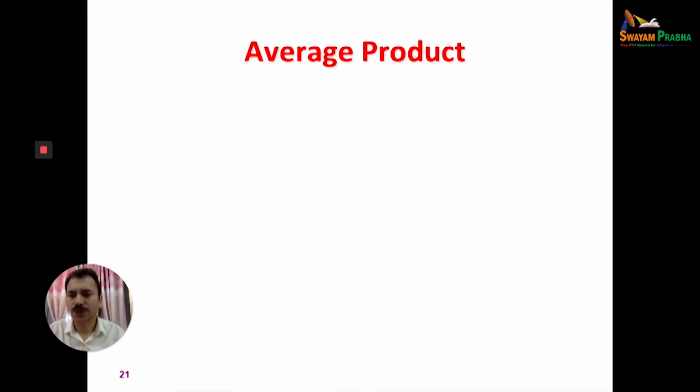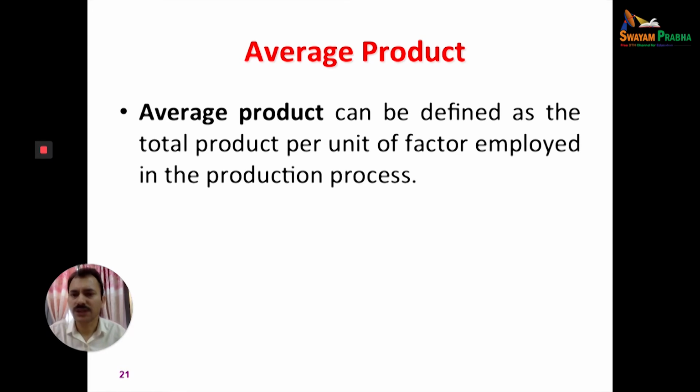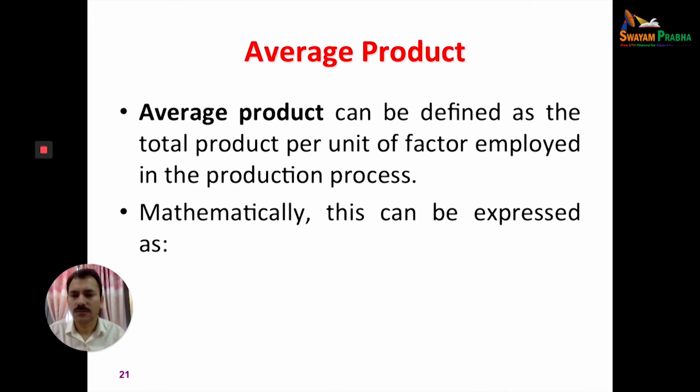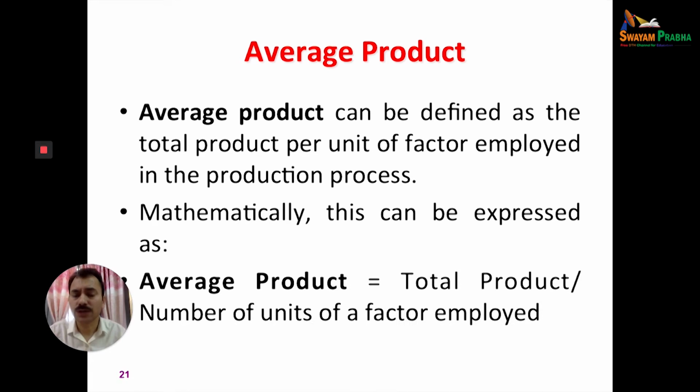Now, average product means per unit output. It can be defined as the total product per unit of factors employed in the production process. Mathematically, this can be expressed: average product is equal to total product divided by the number of factors employed. Say 100 units is the total product, and the number of units of factor employed, say labor, is 20. So 100 divided by 20 is 5, which means the average product is 5. That is, total product divided by the number of units employed to produce that commodity.